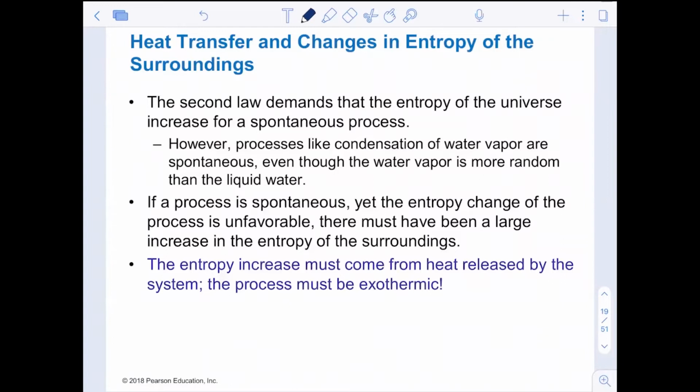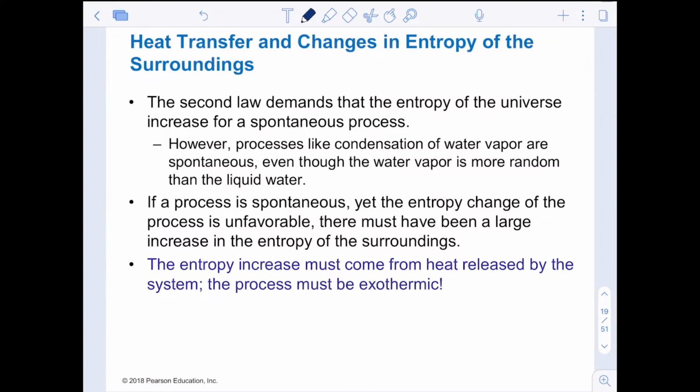The second law demands that the entropy of the universe increases for a spontaneous process. But when we think about some of the spontaneous processes around us, condensation of water vapor is sometimes spontaneous, even though water vapor is more random than liquid water, right? If you boil water and then you stick your hand on top of the pot that's boiling, water vapor is going to condense down on your hand. Why does it do that? Technically going from a gas to a liquid is entropically unfavorable, but it's still overall a spontaneous process.